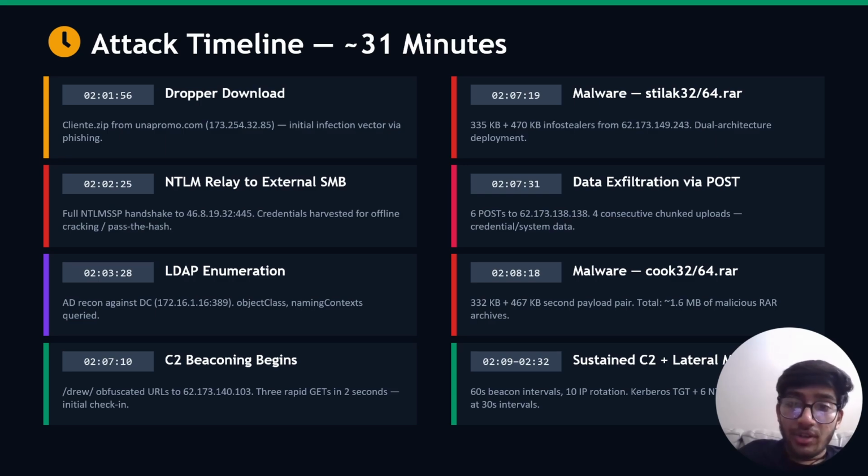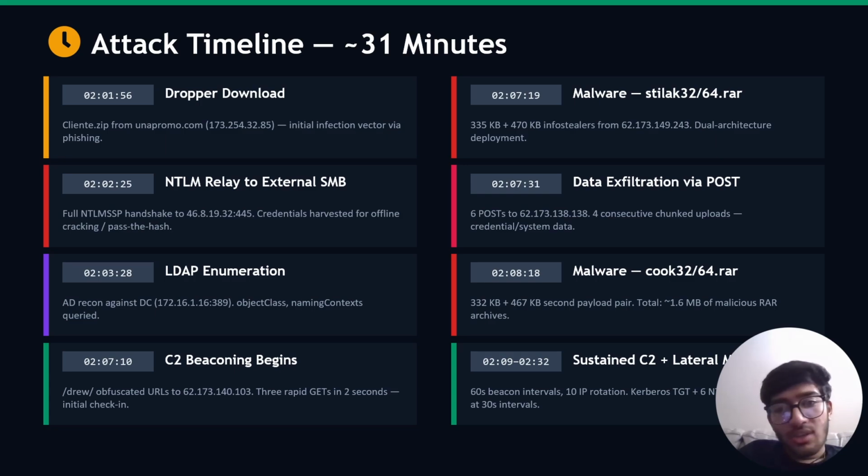The LDAP enumeration began against the domain controller, querying the object class names, the standard AD queries. Then the C2 beaconing started with a /drew URL at 62.173.40.103, three rapid GETs in 2 seconds as an initial check-in. On the right-hand side, the first malware pair was downloaded, Stealc32.rar and Stealc64.rar from 62.173.149.243, roughly 800 kilobytes of infostealer malware.